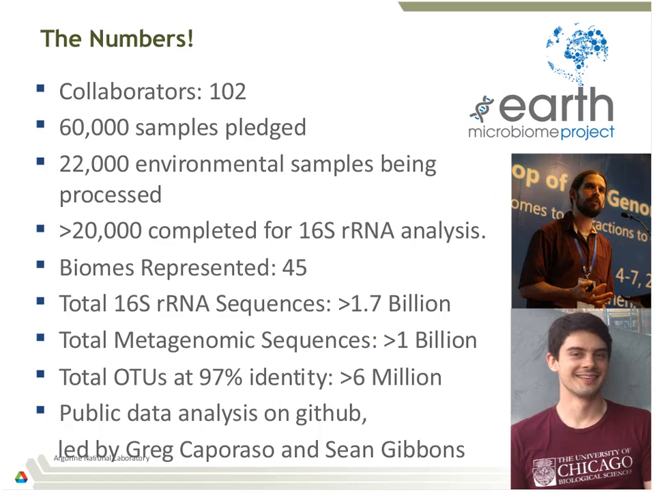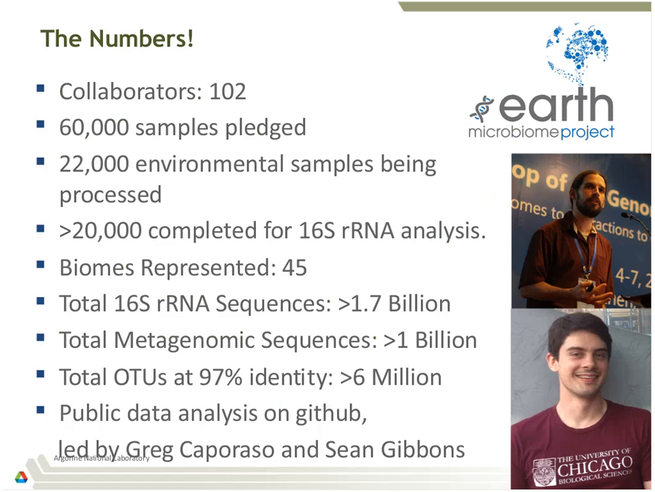So in numbers, we currently have more than 100 collaborators on board who have donated or pledged around 60,000 samples. We're currently processing around 22,000 of those. Over 20,000 are being completed already for 16S ribosomal RNA analysis using the V4 region of the 16S gene. And we generated about 1.7 billion 16S fragments. And those are all available online. We've generated some metagenomic data across a number of different ecosystems, but that's very slow going. We can generate a lot of it, but not from many samples.